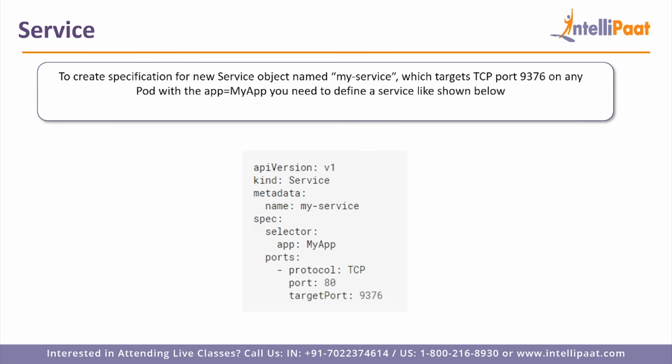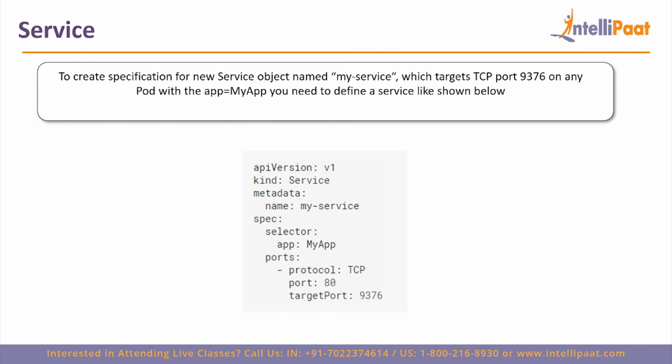To create a specification for an object named my service that targets TCP port 9366 on any pod with the app name my app, you basically need to define a service which looks like the one on your screen. This is what a service YAML file looks like. You have defined the API version and the kind. If it was a deployment, I would have written deployment in there. If it was a pod, I would have written pod in there. Since we are defining a service, the kind will be specified as service. Apart from that, we have a metadata, which is the name.